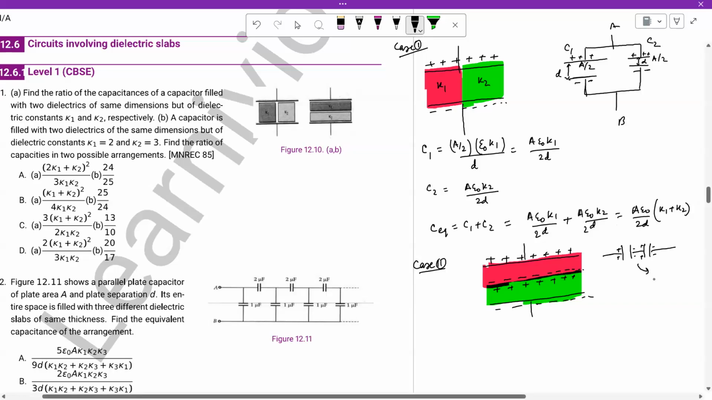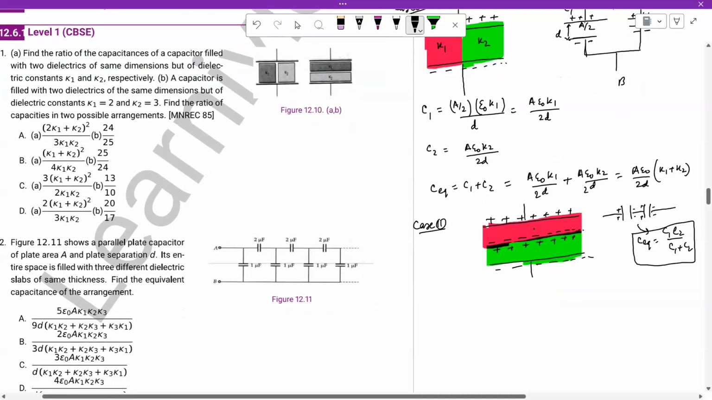Series. And then in series, C equivalent, because two capacitors are there, would be C1 C2 divided by C1 plus C2, right? So let us, and this is K1 and K2. This would be different, right? And now you see that area will remain the same, right? Area is A, but the separation would be half, D by 2.